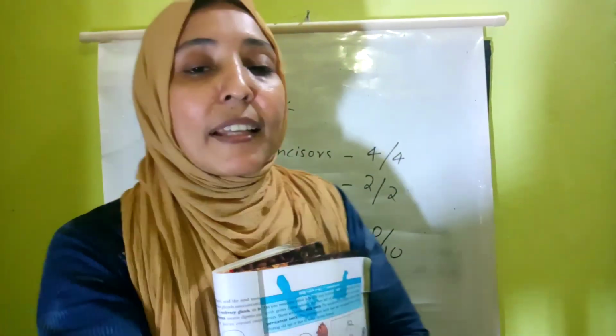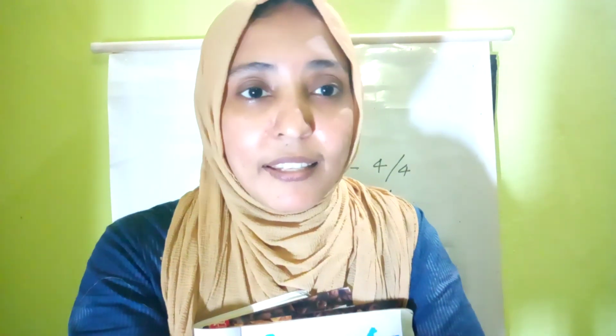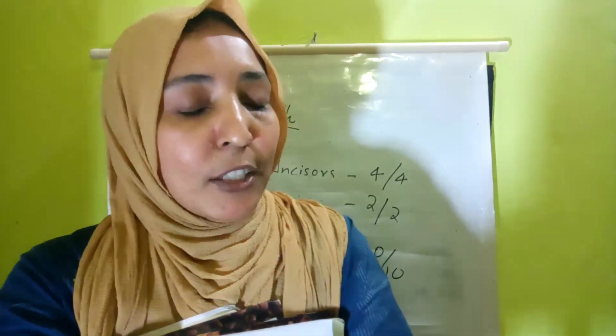This count will get the 42. This teeth, in case of one human mouth, inside an adult mouth we can see 32 number is there.